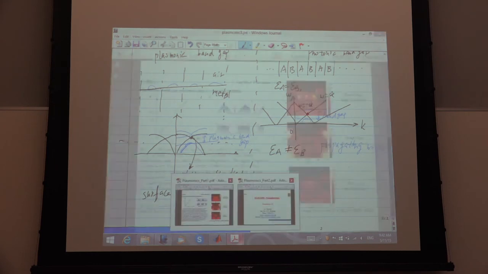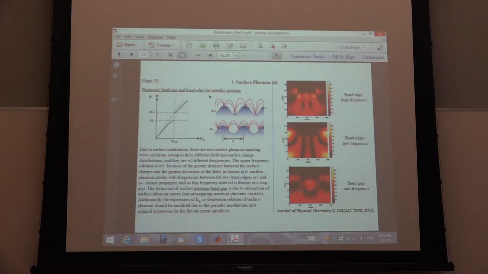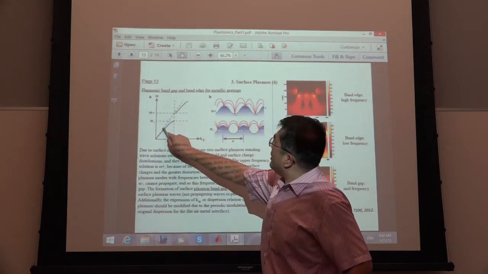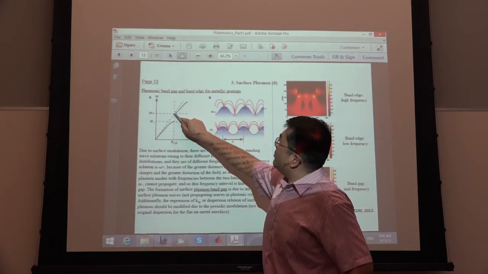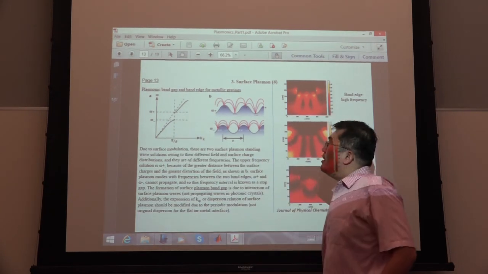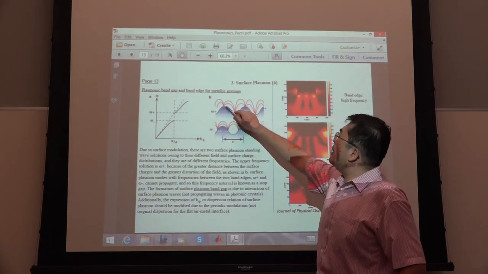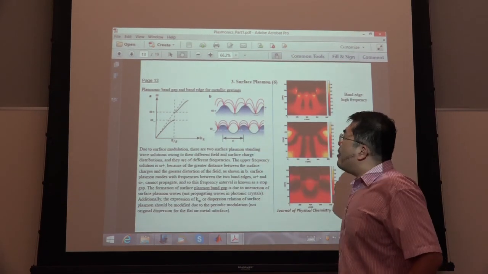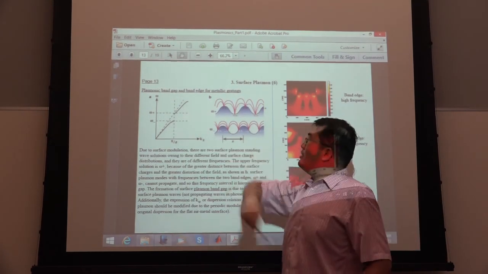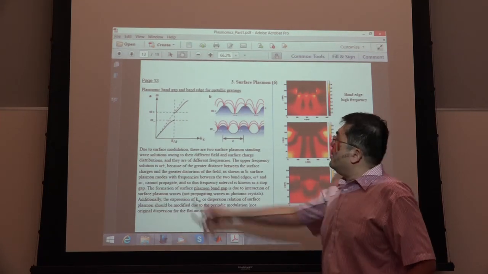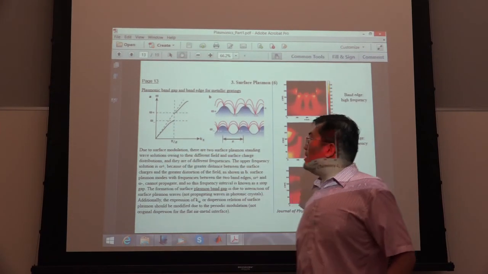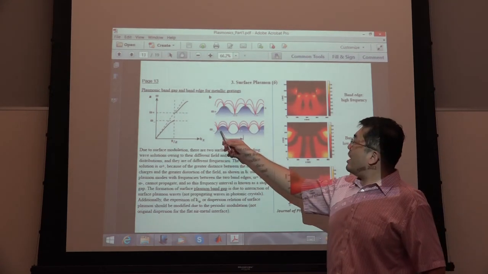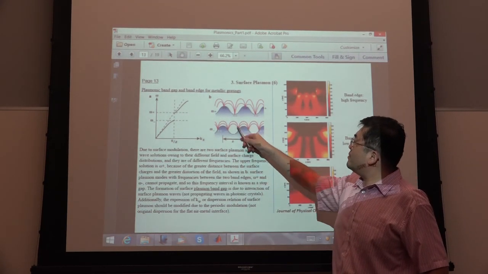Okay, this is the basic idea about surface plasmon, band gap, and band edge. So I go to this figure. You can see here, this is the original, something like this, right? Here they are splitting into two different frequencies due to the modulation. This is a sine or cosine modulation of this boundary. When they are modulated, they split into two frequencies due to coupled mode theory: a lower frequency and a higher frequency. The difference is just in the charge distribution.